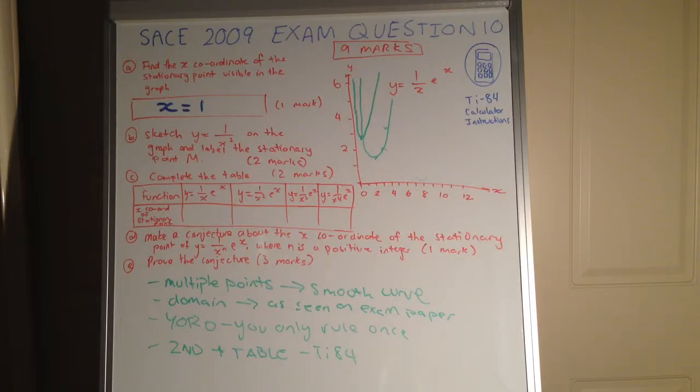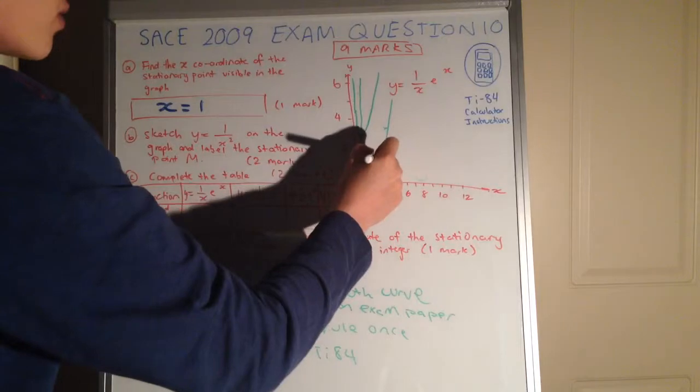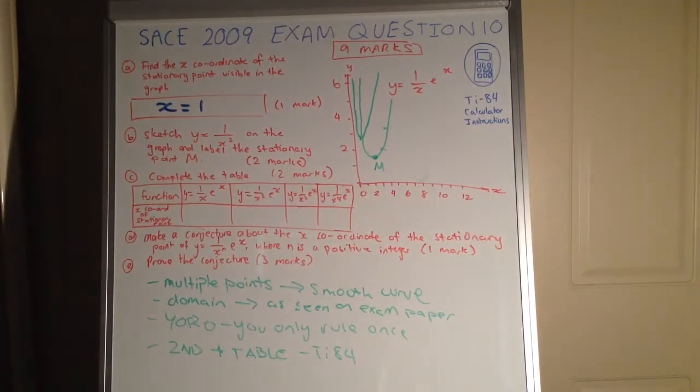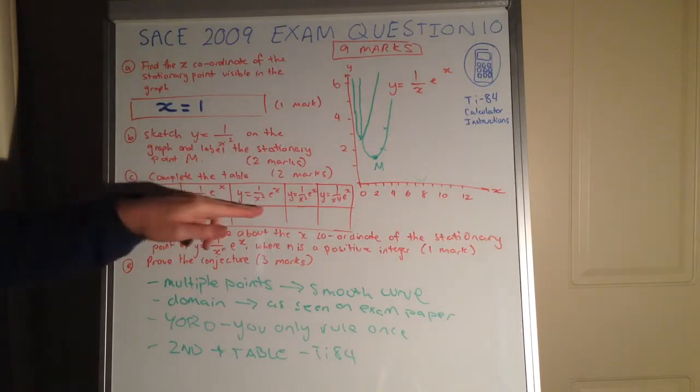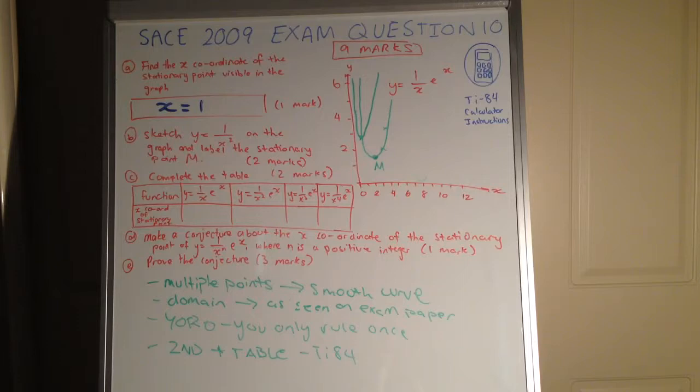And the stationary point is 2. So I've drawn the graph reasonably accurately, but we can just mark on the value of m there. Okay, so now it's asking us to complete the table below. So we've got the function, and we've already done the first one here, 1 over x e to the x and 1 over x squared e to the x. So it's asking us to fill in the x coordinate of the stationary point.